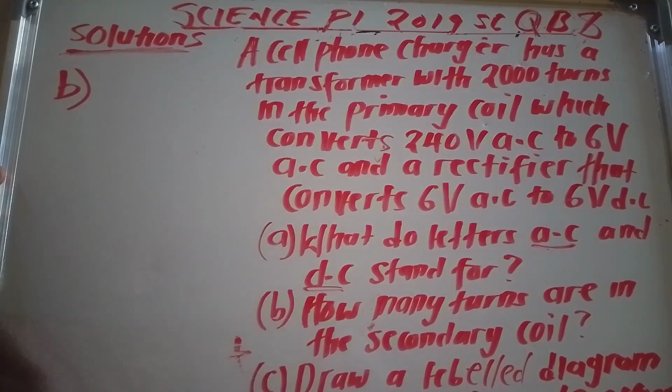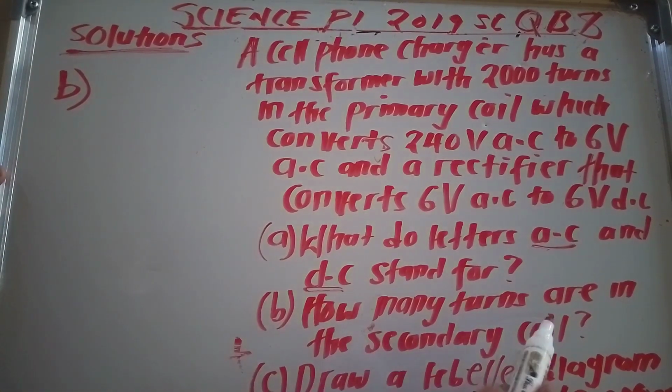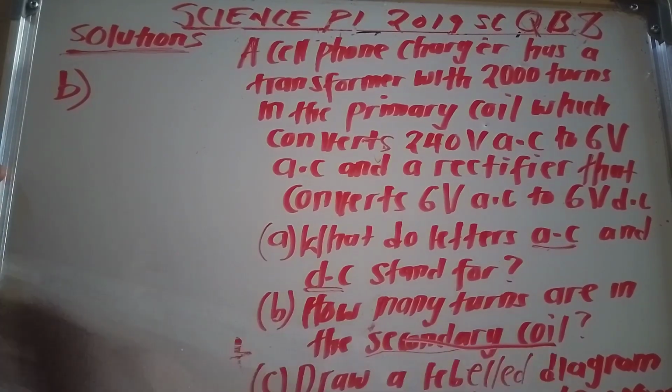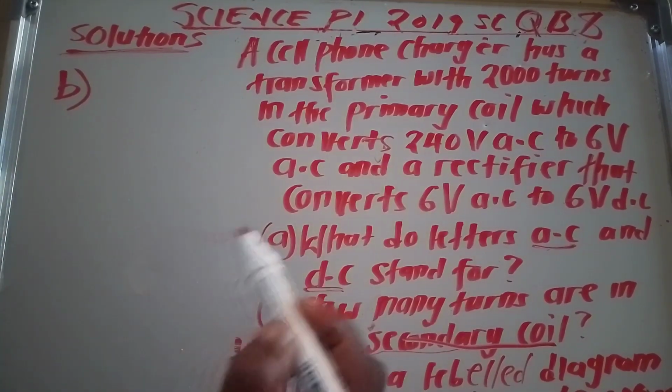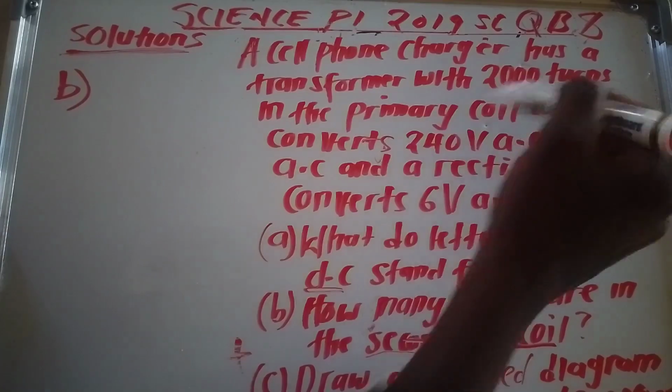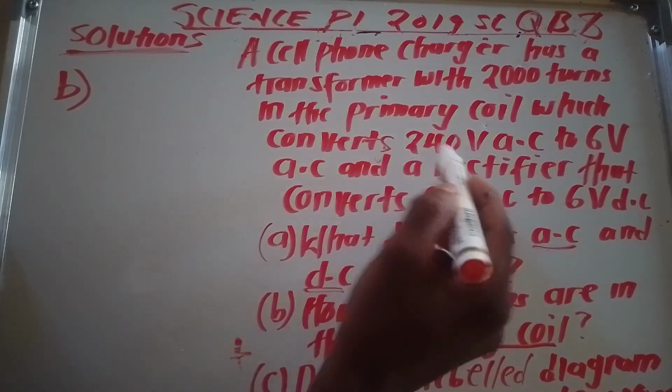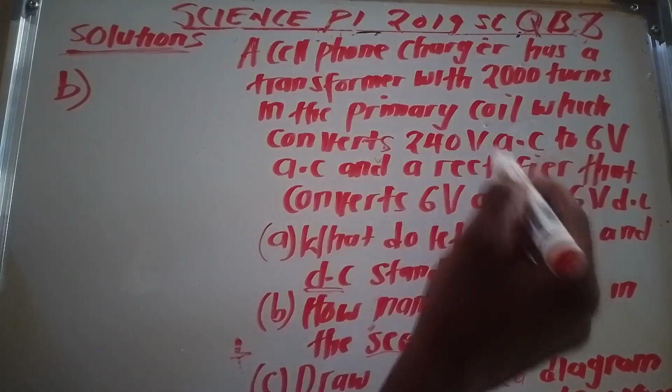Okay, so what is our question? How many turns are in the secondary coil? I have been given this transformer, and according to what we have been told, this transformer has 200 turns in the primary coil, and it converts 240 volts to 6 volts.